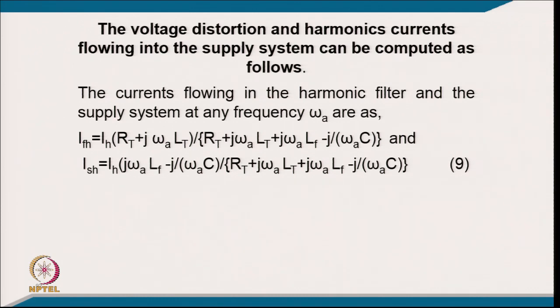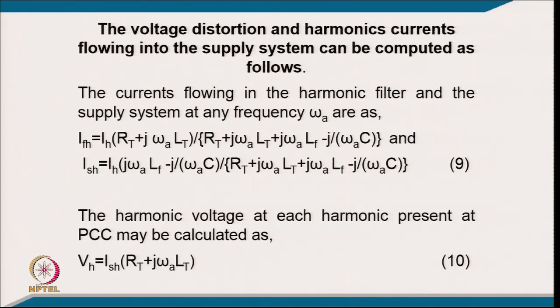How much will be this harmonic current going into the filter for h harmonics, and how much will be going into the supply? You can calculate these currents, and the harmonic voltage at each harmonic produced. So, you can find out what will be the harmonic voltage at the point of common coupling.